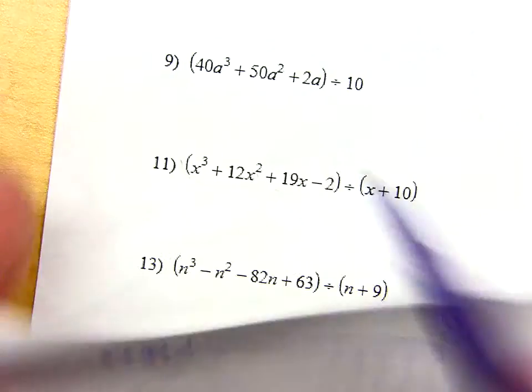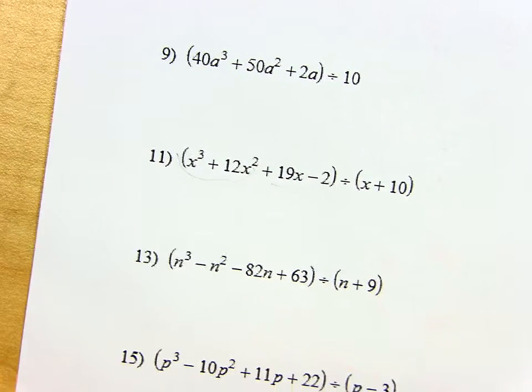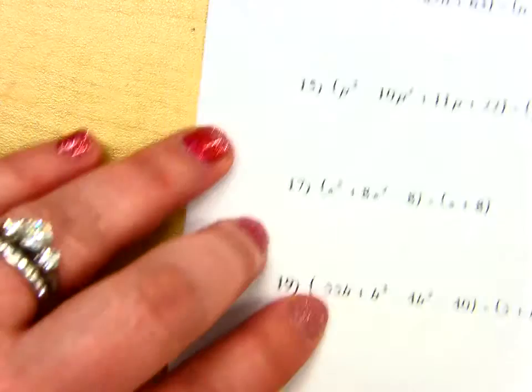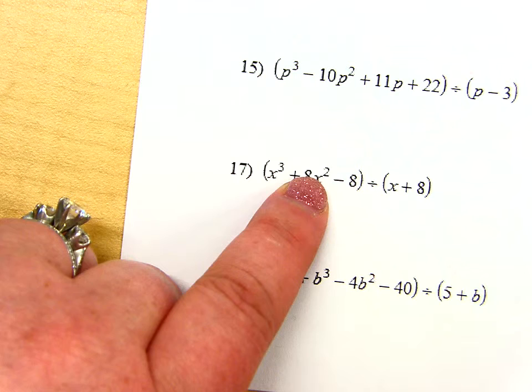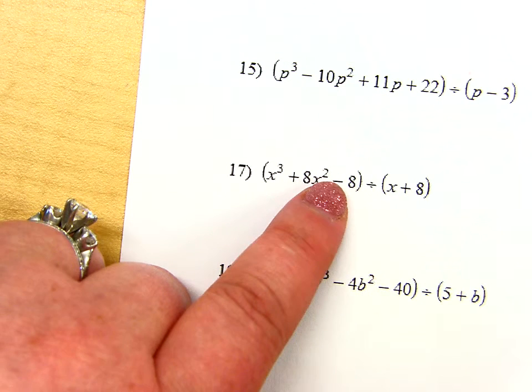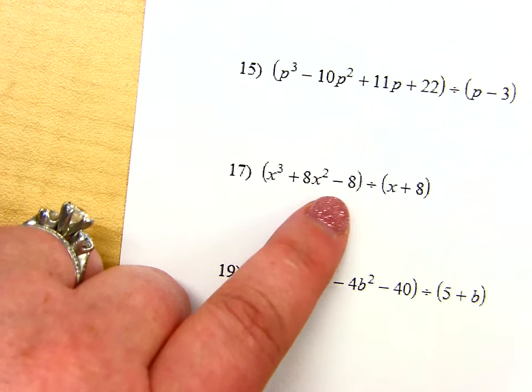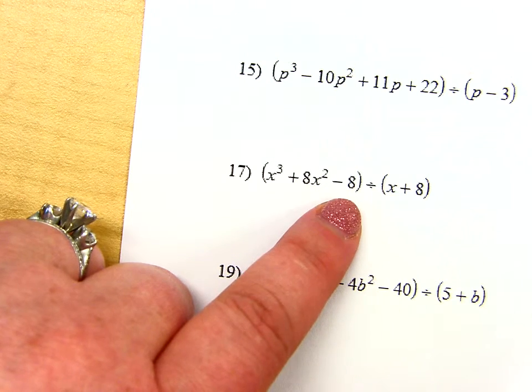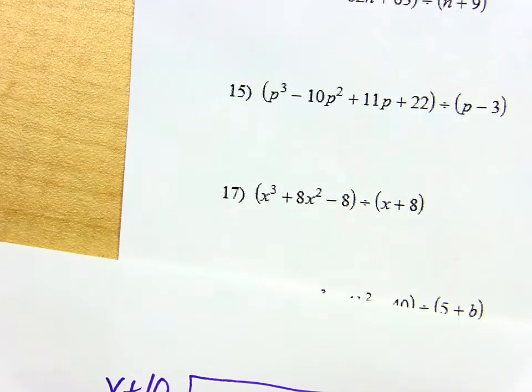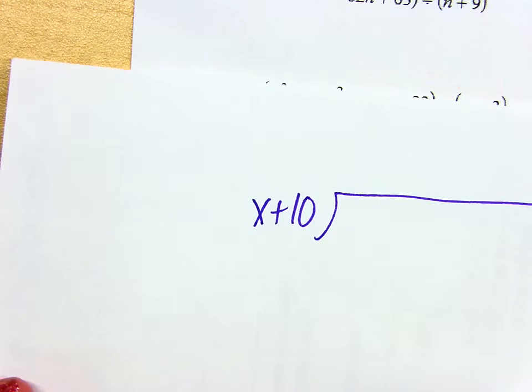So let's see if there's one like it. 17. Look at 17. See how it goes x to the third, x squared, but then I don't have an x to the first power. So you put a 0. I would put plus 0x and then the minus 8. Because I need a column for every degree from wherever I start all the way down. So we'll do number 17 after this one.